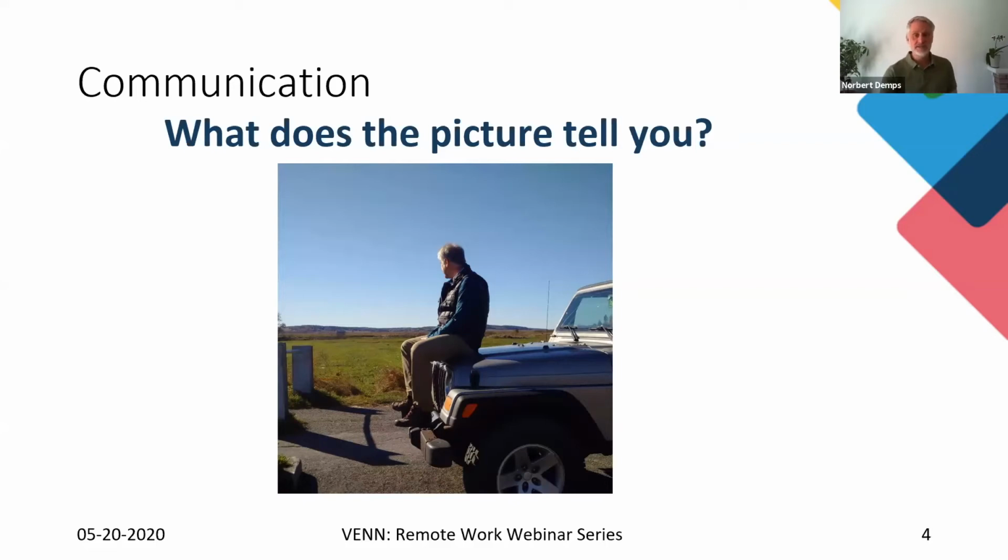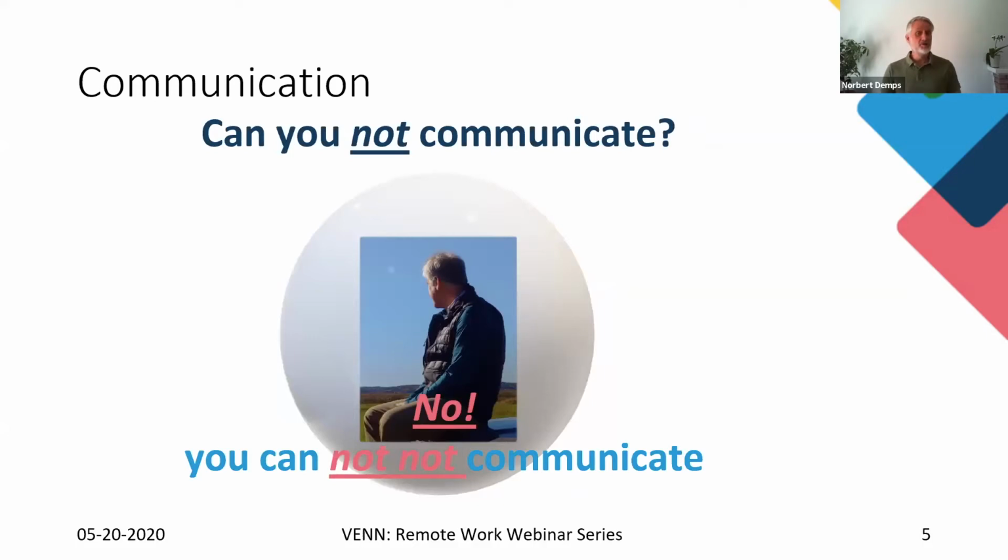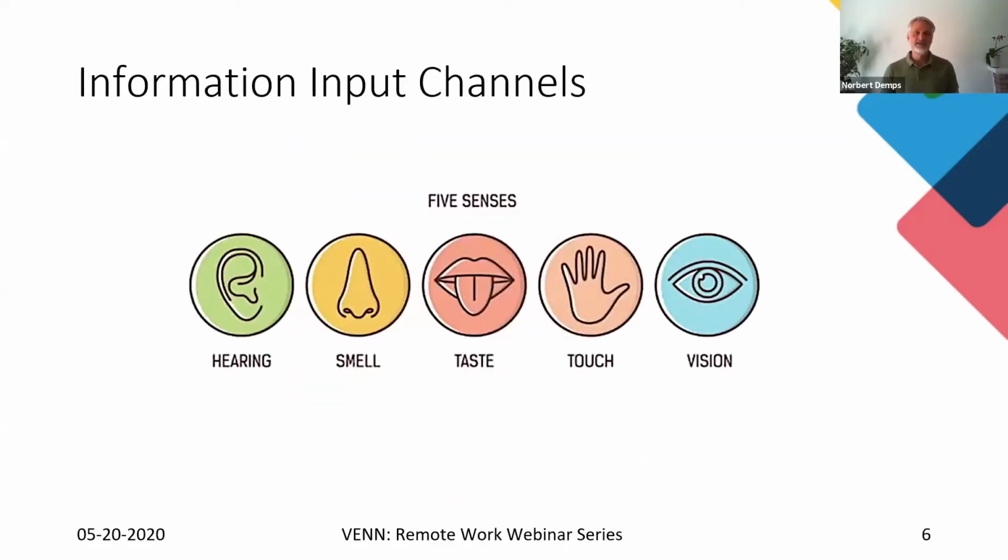So the question is, can you not communicate? The answer is no, you can't not communicate. I know this double negative gets more and more famous lately, but it's actually the only real reason I found for a double negative. Talking about communication means we have to think about our input channels. We have several input channels: hearing, smell, taste, touch, and vision. Now, hearing or vision is the most common one. We immediately think that's our communication way, but it's not the only one.